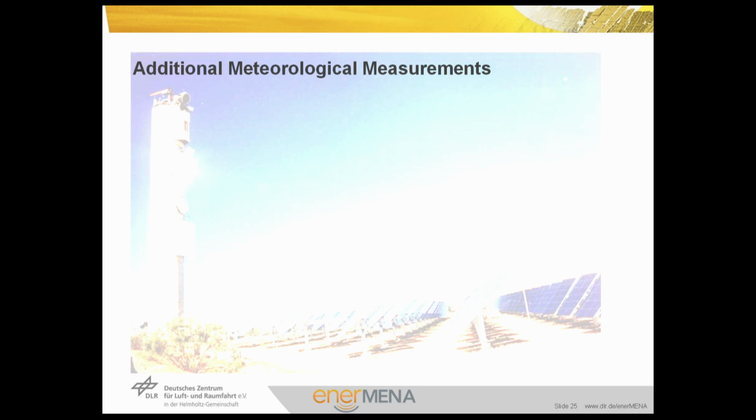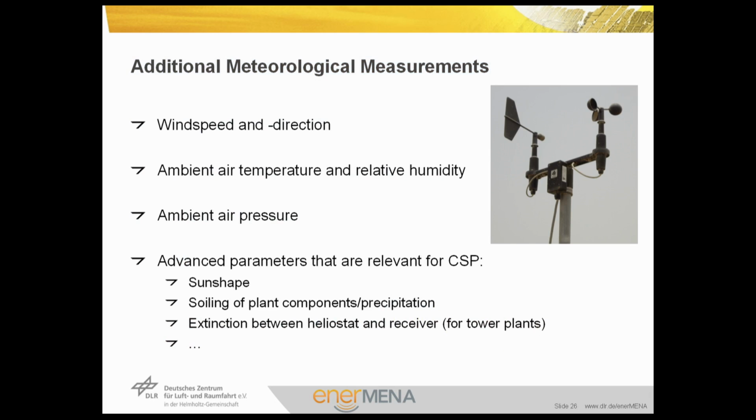Besides irradiance, other meteorological measurements are necessary. For example, wind speed and wind direction have to be measured, air temperature and relative humidity have to be measured too. Also, the ambient air pressure plays a role for CSP.